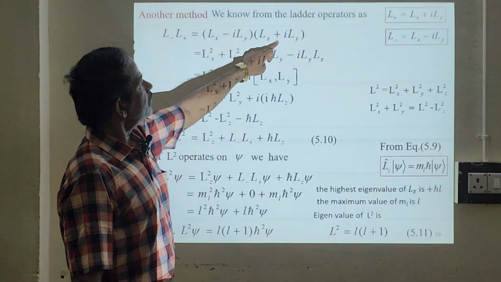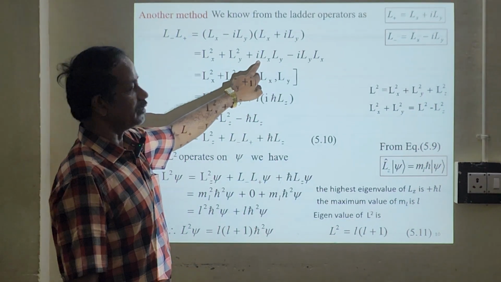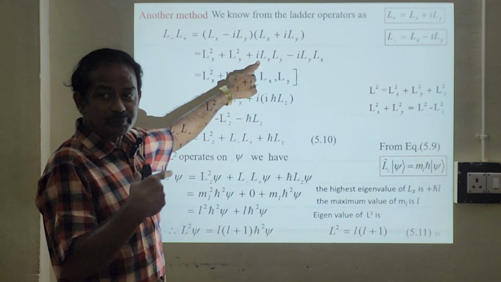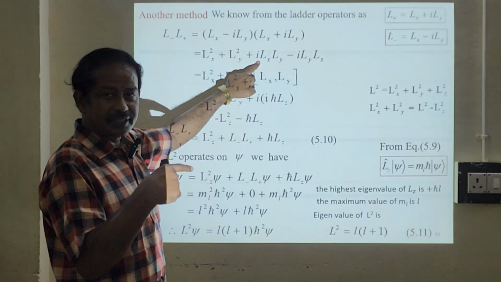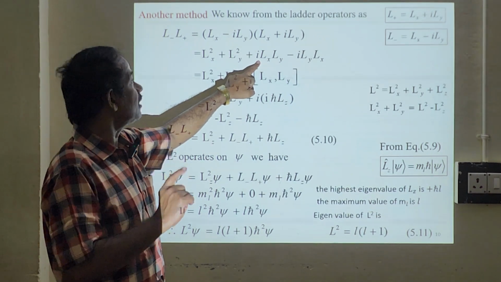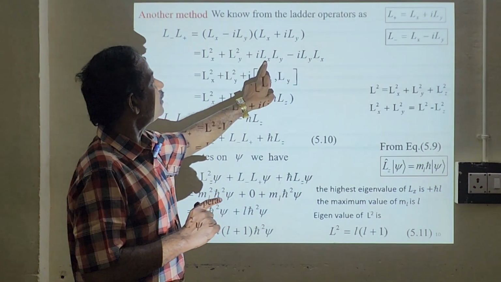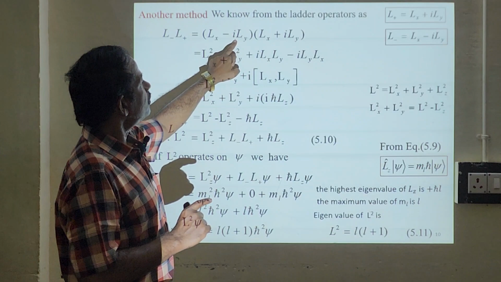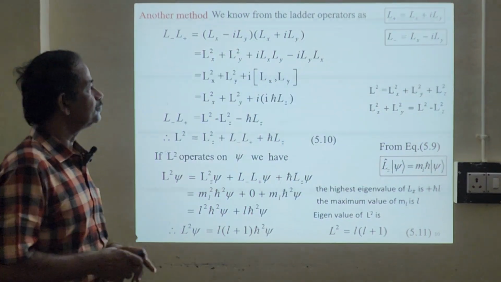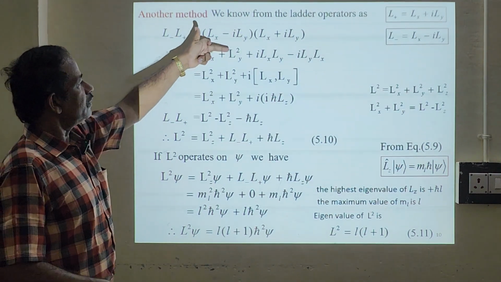Lx with i Ly will give you i Lx Ly, correct? In quantum mechanics, when you are dealing with operators, order matters. This is very important, so we should not change the order. So Lx with i Ly. Then this one will be minus: you have i Ly with Lx, so i Ly Lx.